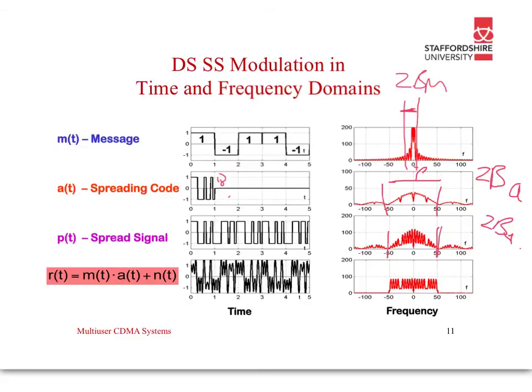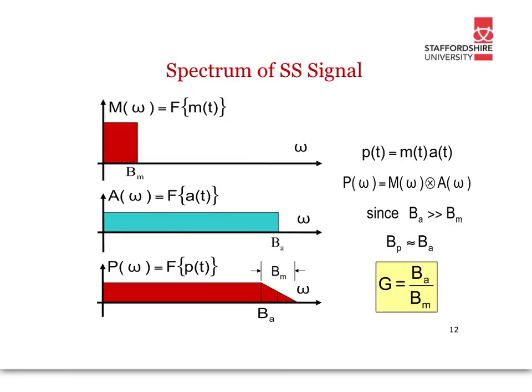And then we will add noise to our signal. Now the noise only appears at those frequencies. So what does this look like? We have a narrowband, or BM, the bandwidth of the message signal. So this is the Fourier transform of the message signal, which is the capital M in terms of omega, or frequency.